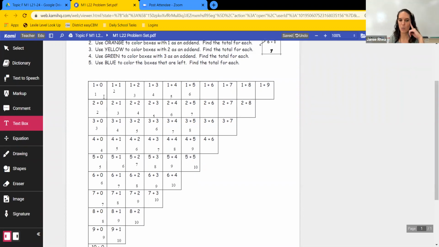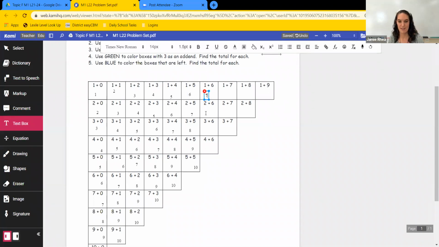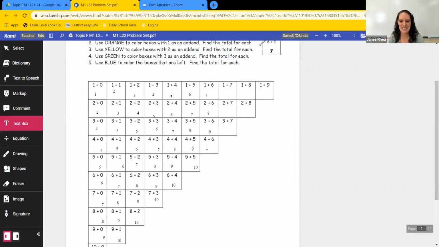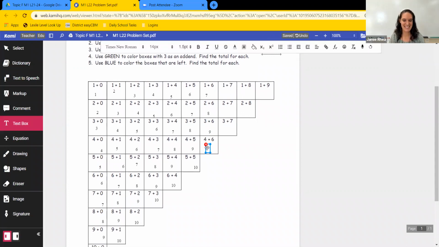So here we go again. Let's look at our pattern. 1, 2, 3, 4, 5, 6. 6 and 1 make 7. 2 and 6, remember our pattern going down, we're still adding one more. So 7, what do you think is the next one? Maybe, possibly 8. 2 and 6 make 8. 3 and 6 make 9. And 4 and 6 makes 10.